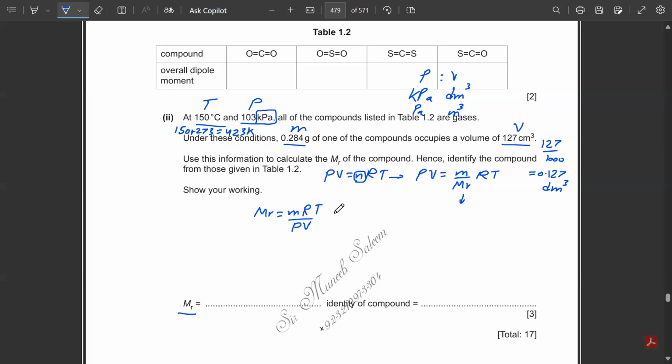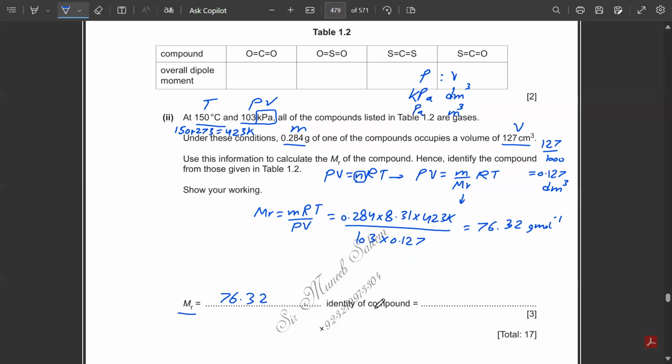We are going to put the values here. Mass is already given. Mass is equal to 0.284. R is the general gas constant, value given in the data section, 8.31. Temperature is calculated to be 423 Kelvin. Pressure is now going to be taken from here in kilopascal, 103. Volume will be 0.127. So when you calculate these values, the answer will come out to be 76.32 gram per mole. Then that's the value for MR. So we have now the value 76.32. The decimal point taken here is 2 decimal places.